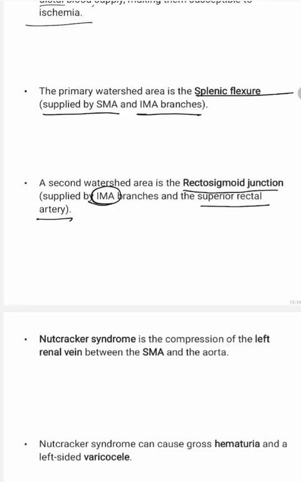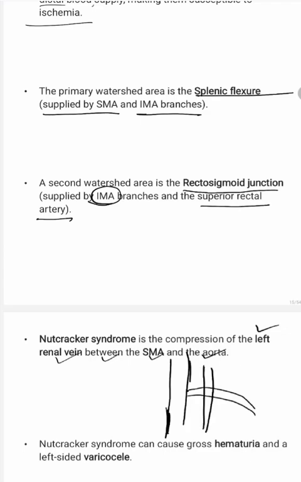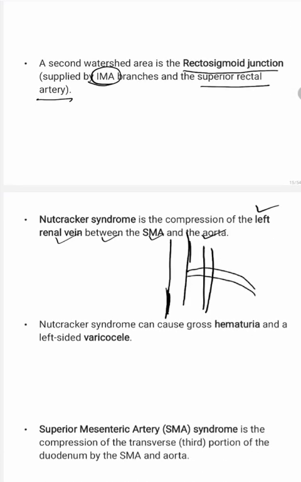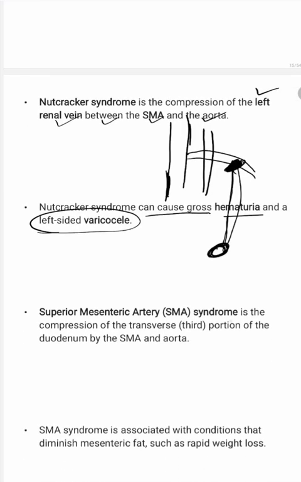Now, nutcracker syndrome is compression of the left renal vein between the SMA and the aorta. As we know, this is the vena cava, so the vein drains here. The vein is compressed between the aorta and the superior mesenteric artery. This leads to nutcracker syndrome, and it can cause gross hematuria and left-sided varicocele. Why does it cause varicocele? Because the left testicular vein drains into the left renal vein. So that's why.